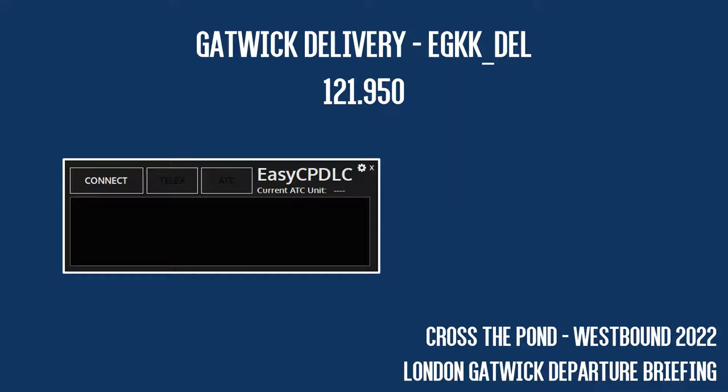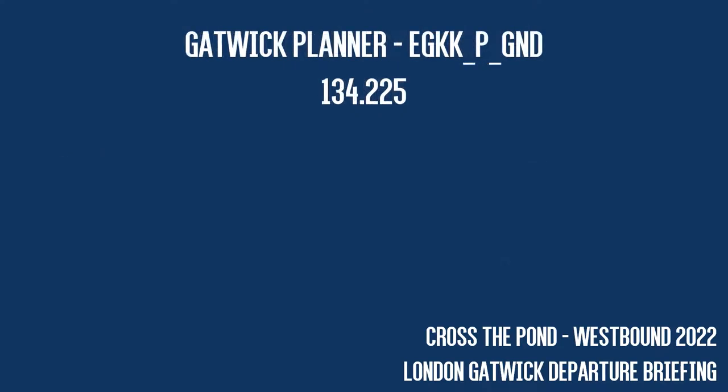An important note, your allocated slot is a takeoff time, and you must be ready to push at least 20 minutes before this time to allow time for pushback, taxi, and any outbound delay. During CTP, all aircraft pushbacks will be sequenced by Gatwick Planner on 134.225. Delivery will instruct you to contact Planner when you report ready. Planner is responsible for regulating flow across the aerodrome and will inform you of your provisional start time.